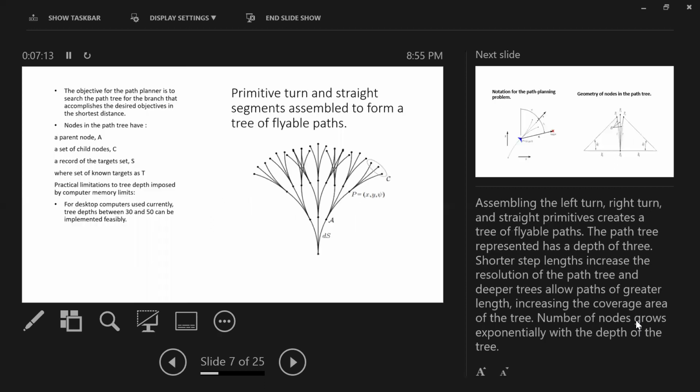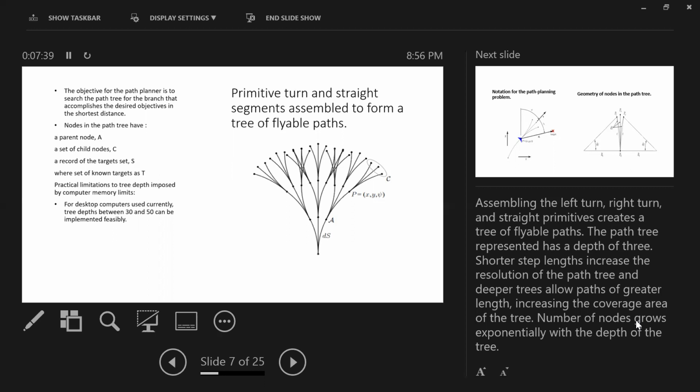Okay, after assembling the left turn, right turn, and straight primitives, it creates a tree of flyable paths, which is shown on the right side. The primitive turn and straight segments form a tree of flyable paths. And the objective for the path planner is to search the path tree for the branch that accomplishes the desired objective in the shortest distance.